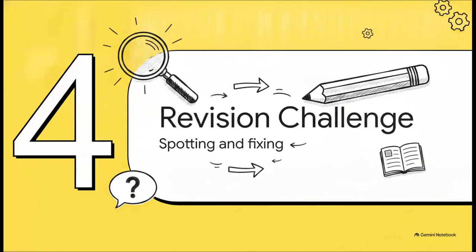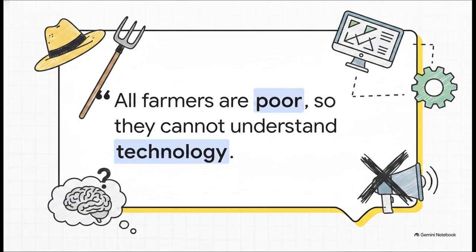All right, moving to Section 4, the Respectful Revision Challenge. It's time for spotting and fixing these techniques. Okay, so now that we actually understand the mechanics of these two techniques, let's put your new knowledge to the test with a quick, fun little challenge. Read this quote carefully. All farmers are poor, so they cannot understand technology. Take a second and really think about it. Based on what we just covered, which propaganda technique is pulling the strings here?